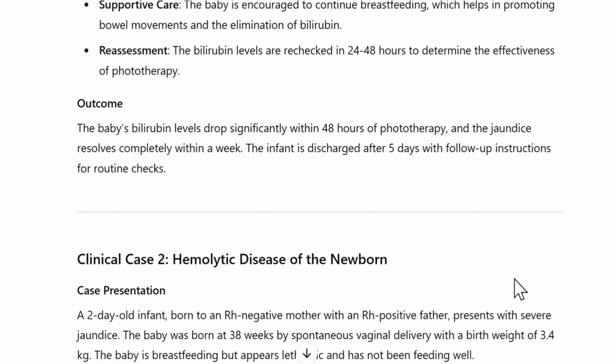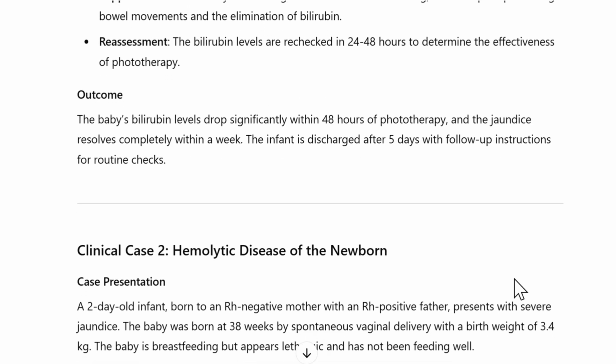Reassessment. The bilirubin levels are rechecked in 24 to 48 hours to determine the effectiveness of phototherapy. Outcome. The baby's bilirubin levels drop significantly within 48 hours of phototherapy, and the jaundice resolves completely within a week. The infant is discharged after 5 days with follow-up instructions for routine checks.